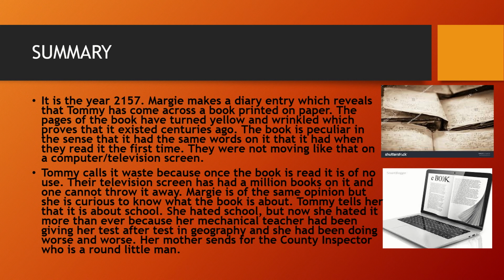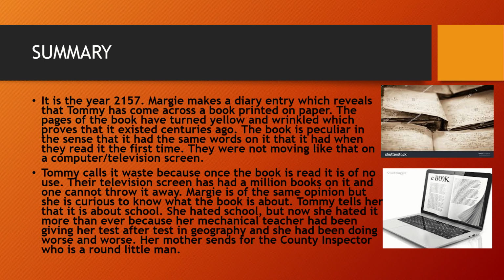So, we come to know from the first paragraph that Margie, the primary character of the story, came across a book which was a bit old, as the pages of the book are printed and have turned yellow. To Margie, it is peculiar as the same words are written on the pages and they were not moving like that on the computer or television screen. So this is so much surprising for her. Okay, now come to the second point.